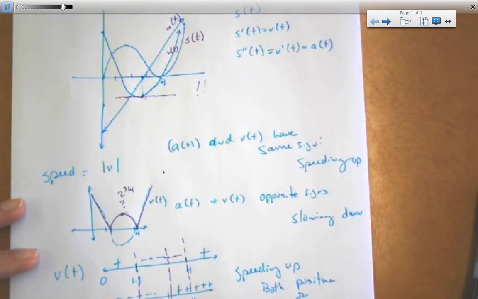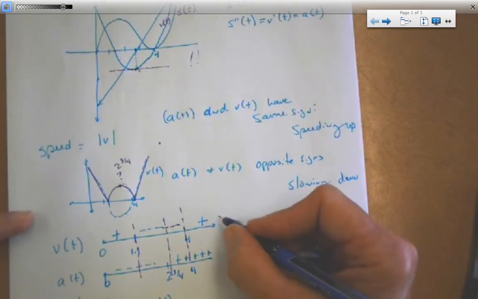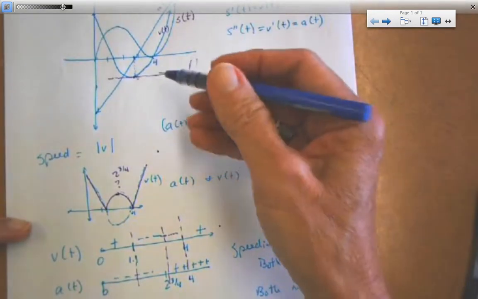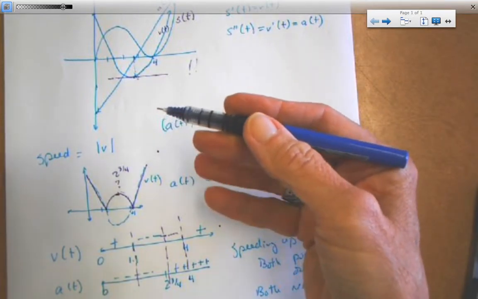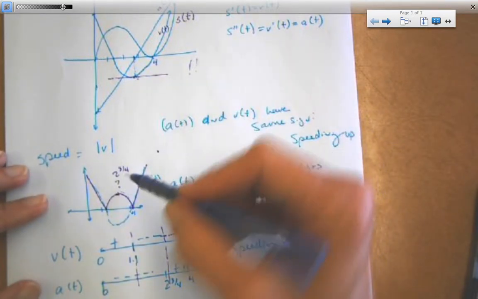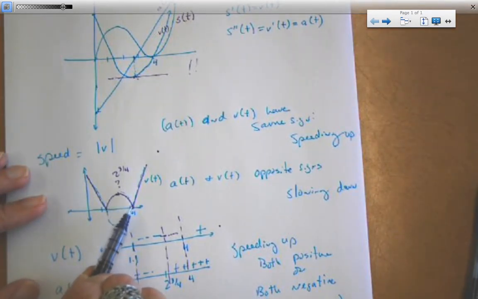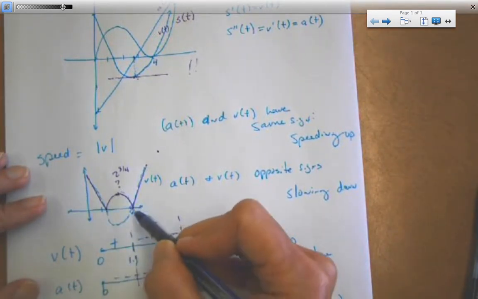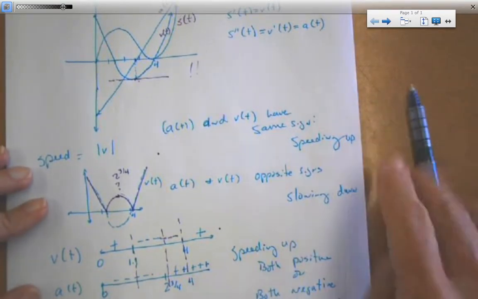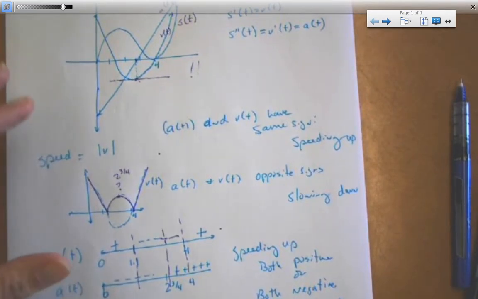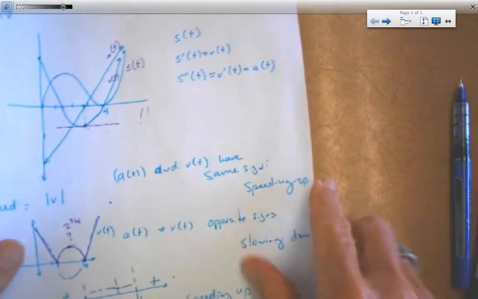So these are two different ways to examine how a particle speeds up or slows down. One is looking at the signs on the graph, and one is just taking the velocity graph, applying the absolute value, which means reflect it over the x-axis, and then discuss where it's decreasing for slowing down, increasing for speeding up. They should correspond.